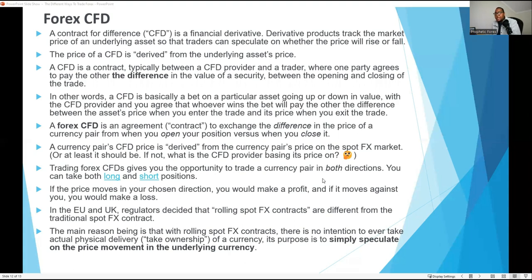In the EU and the UK, when it comes to brokers, they decided that the rolling spot FX contracts are different from the traditional FX contracts. Of course, the main reason being that with rolling spot FX contracts, there is no intention to take actual physical delivery or ownership of the currency. Its purpose is simply to speculate on the underlying price.